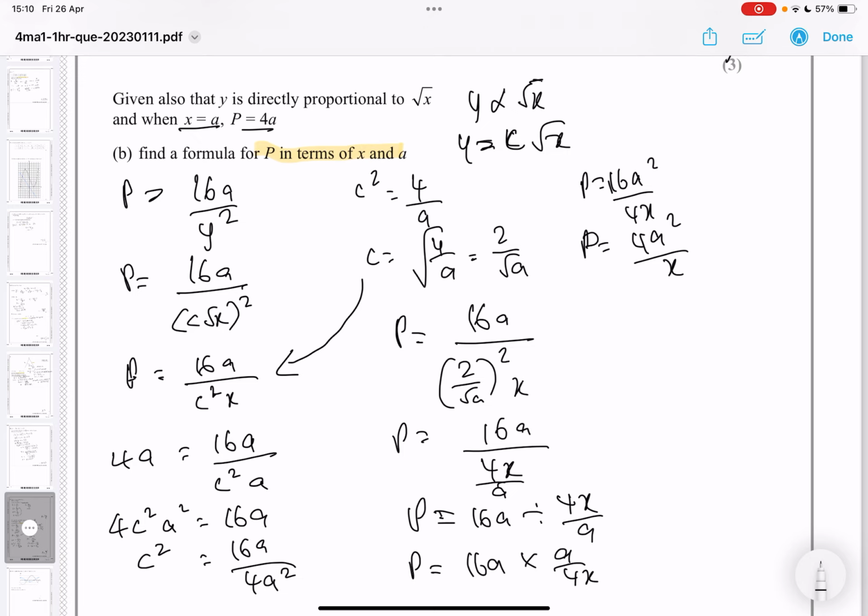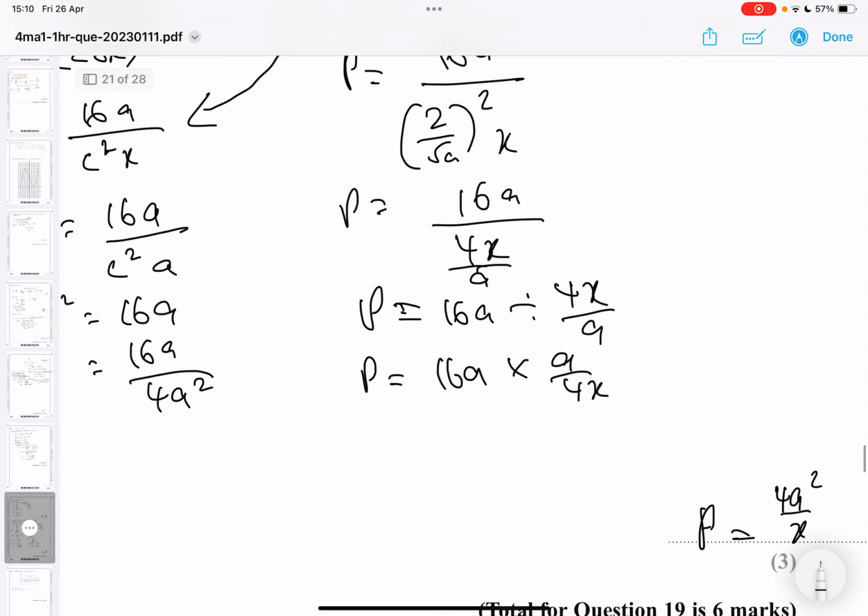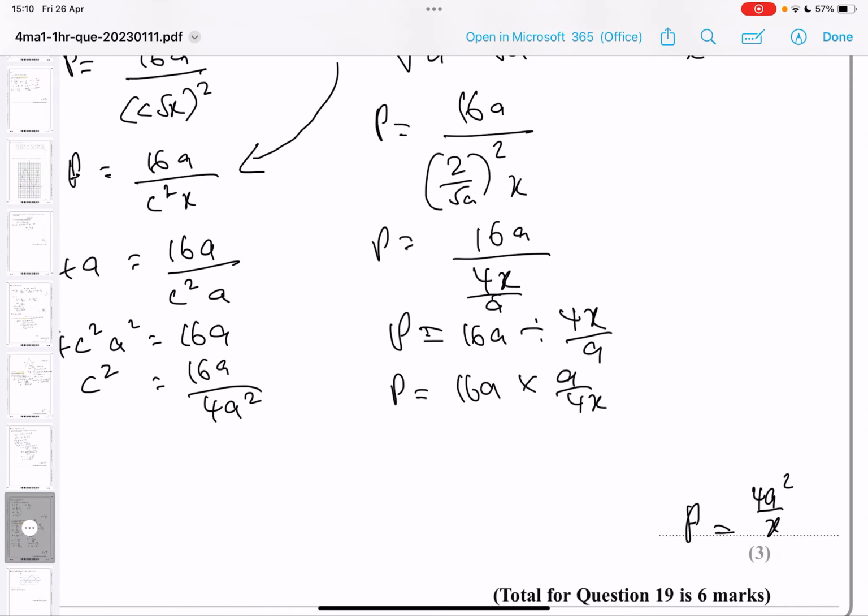So for these types of questions, it's really important you read the question carefully, because you have to make sure that you only include variables that they're asking for. It says give a formula in terms of x and a. So we started off with y, so we substituted c root x to get rid of the y. And now we're not supposed to have a constant in it, so I made c the subject and substituted it back into the equation to get the final formula. Cool. Next question.